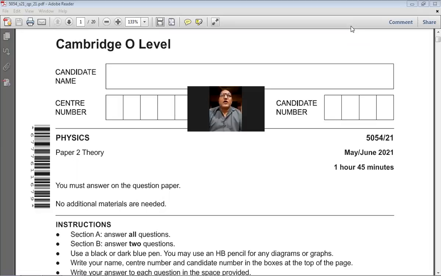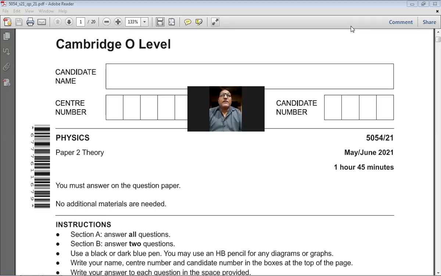And right now, I am with the 11th Cambridge class. The subject we are studying is Physics 5054, Cambridge O Levels Physics. Today, we have set our hearts to solve the May-June 2021 2-1 paper. This is paper 2, we call it the theory paper. And in this session, we will solve Section B of this paper.